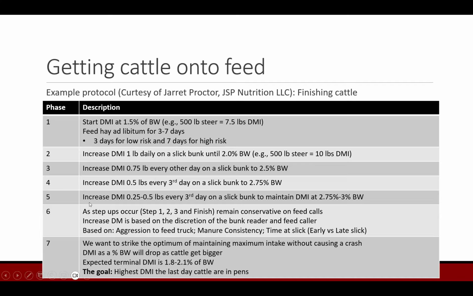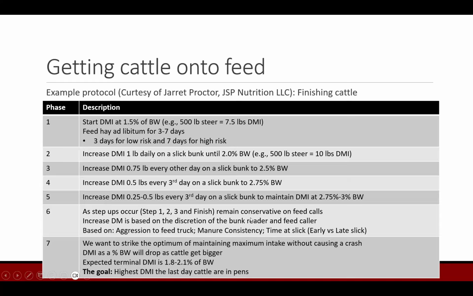Okay, so we'll talk about these step-up protocols, and there's really 2 ways you can transition cattle from a high roughage diet to a high finisher diet. So we'll talk about those and the advantages and disadvantages of these, okay? But as step-ups occur, this would be the multiple ration blend approach. We would do step 1, step 2, step 3, and 4.